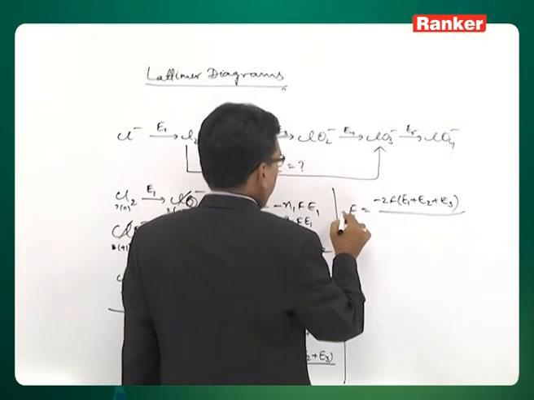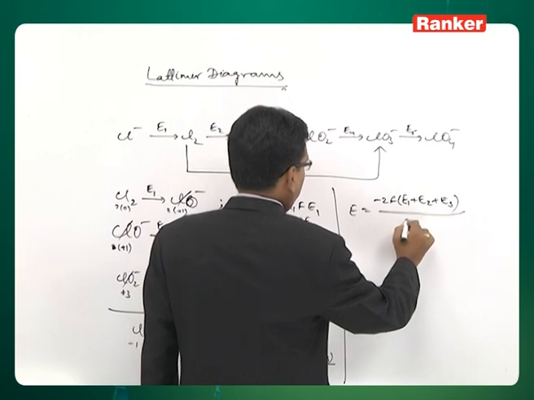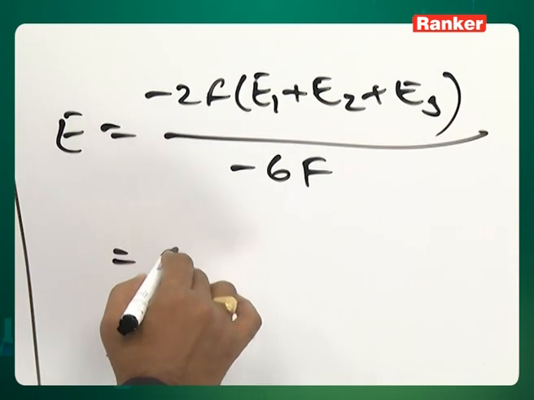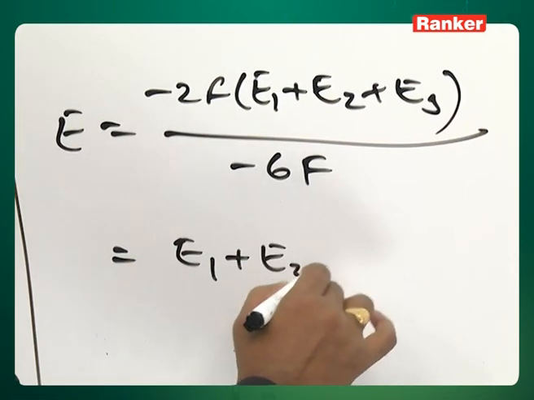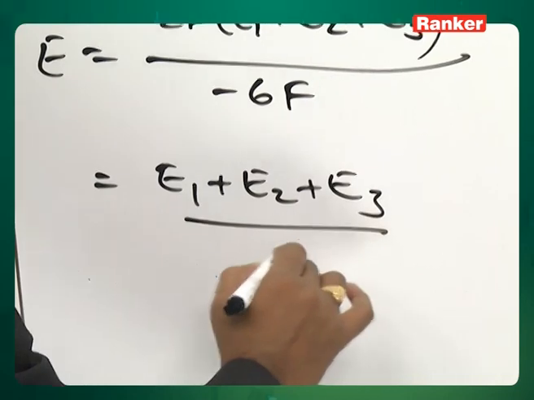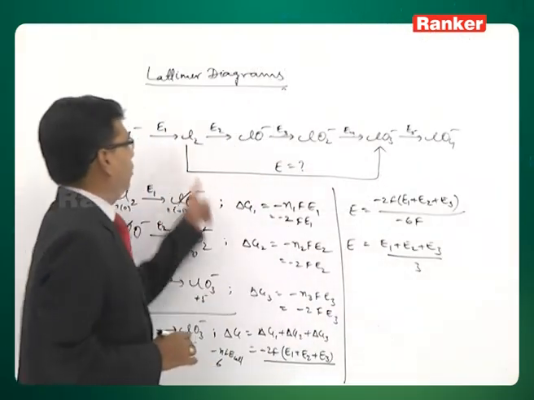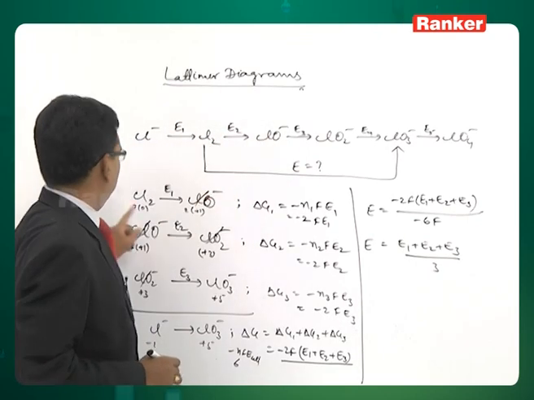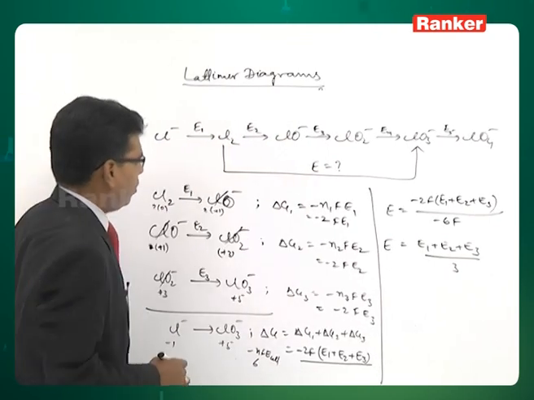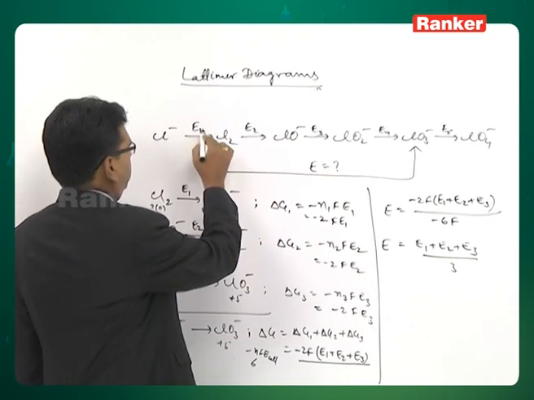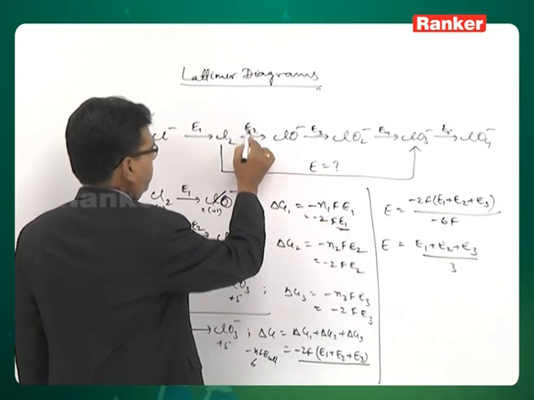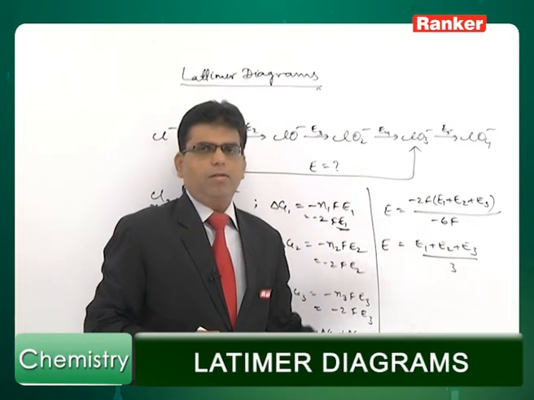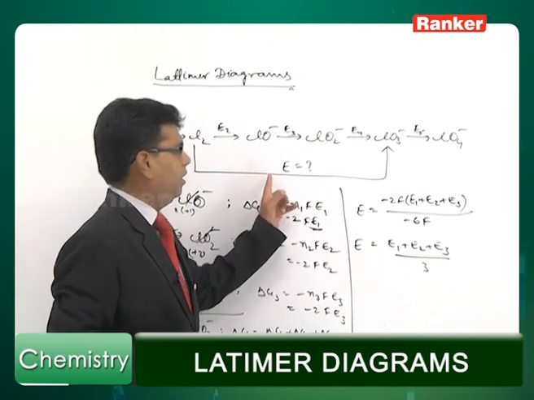by NF, that is 6F. So, this is equal to finally E1 plus E2 plus E3 by 3. E is equal to E1 plus E2 plus E3. So, this is what you have to write down. Here this E1 is actually this E2. Okay. So, like this you can determine the E value for any required change.